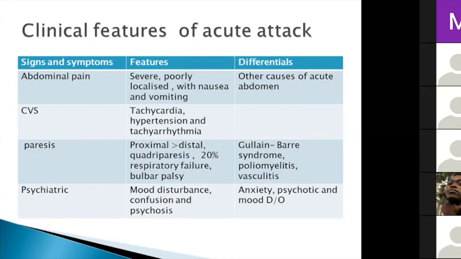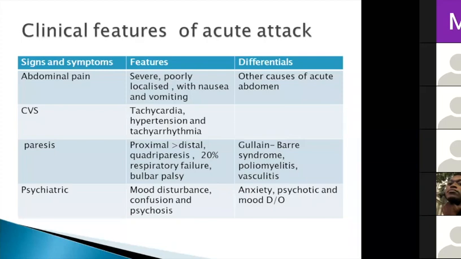These patients also develop muscle weakness, and the pattern in which it develops is it affects proximal muscles before and more than the distal muscles. So upper limb muscles will be affected before lower limb muscles, which makes Guillain-Barré syndrome a differential. Some of these patients may develop quadriparesis. 20% develop respiratory failure. There may be bulbar palsy as well, which is impaired functioning of glossopharyngeal, vagus, accessory, and hypoglossal nerve. So these patients are also at a very high risk of aspiration.